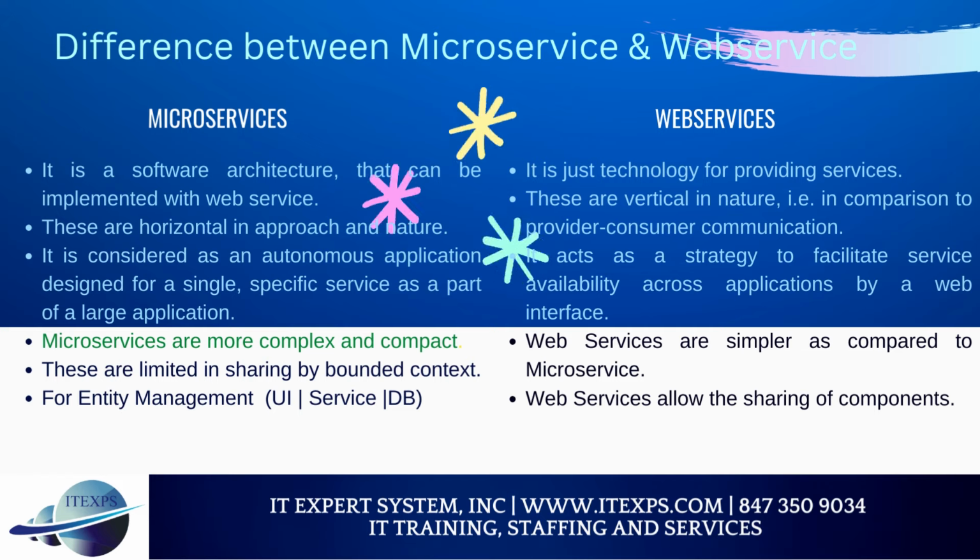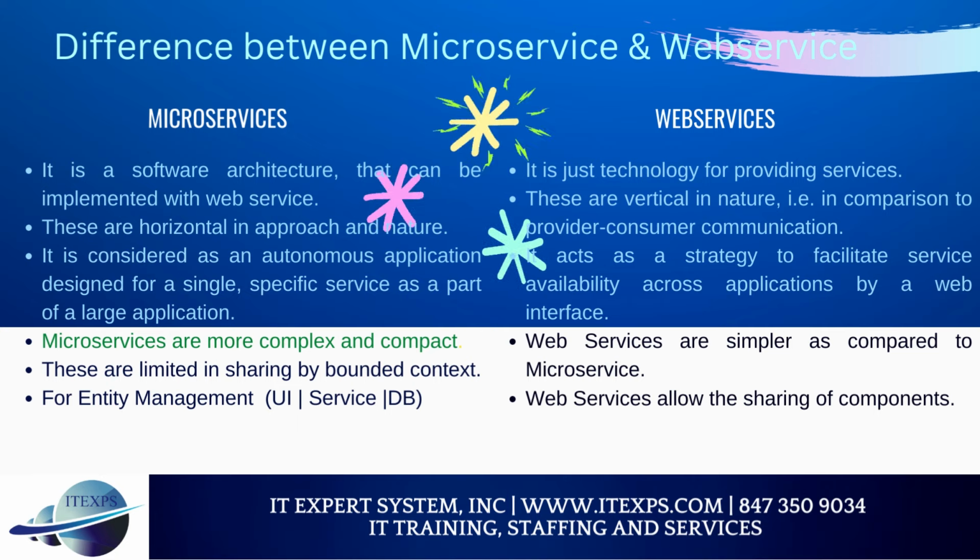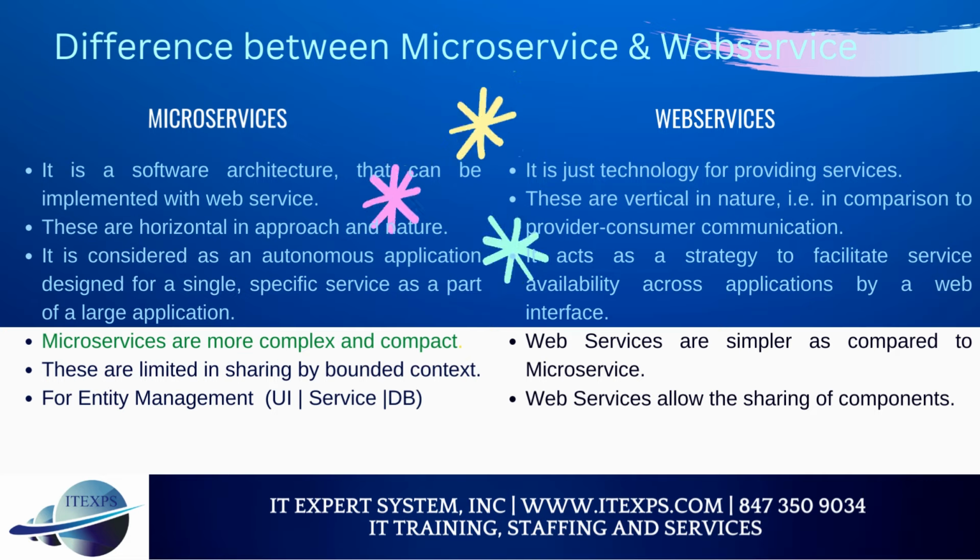Difference between microservice and web service. Microservices. It is a software architecture that can be implemented with web service. These are horizontal in approach and nature. It is considered as an autonomous application designed for a single, specific service as a part of a large application. Microservices are more complex and compact. These are limited in sharing by bounded context.